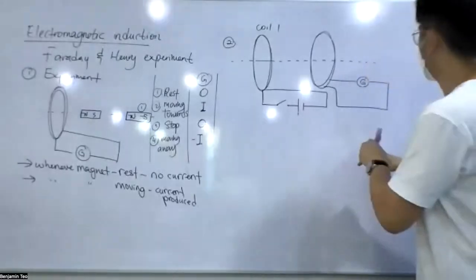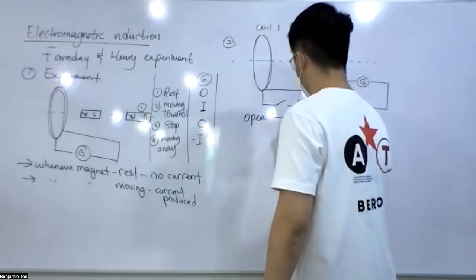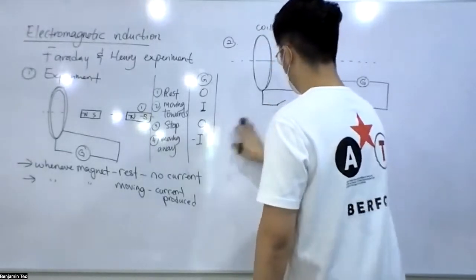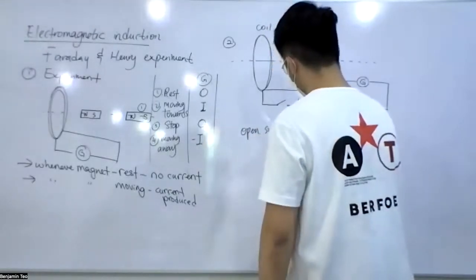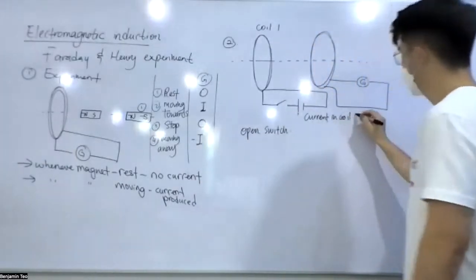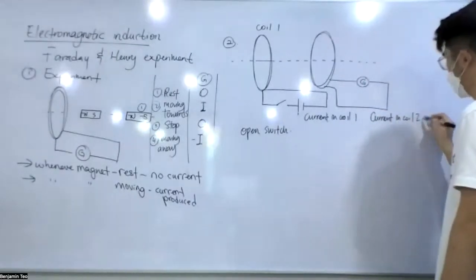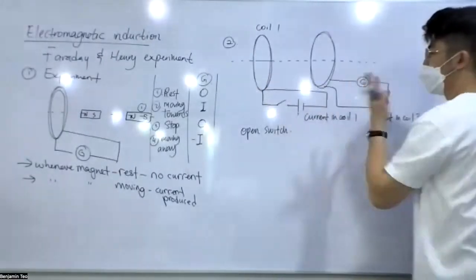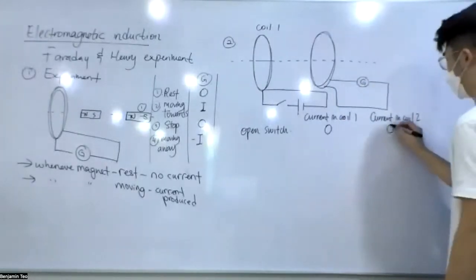Okay, so we'll make here open circuit. When circuit is open, open switch. Current in coil 1. Switch is open. Is there any current flowing here? There's no current flowing here. 0. Here, again, there's no deflection.